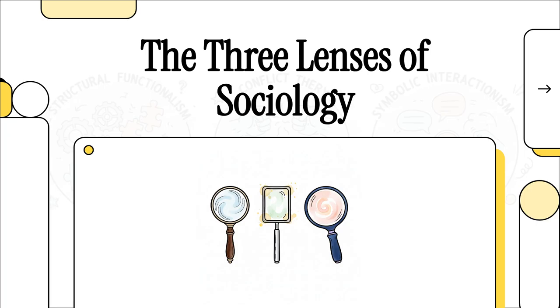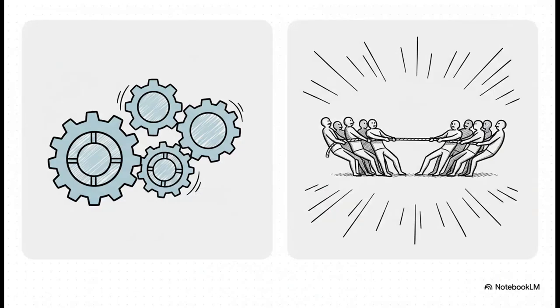They use different lenses to see the world. You see, if you put on one lens, society looks like this incredibly smooth, well-oiled machine where every single part has a job to do. But then, you put on another lens, and suddenly it's a chaotic arena where different groups are constantly fighting for power. It's the same world, you're just seeing it in a completely different way, and these two competing views are really at the heart of what we're digging into here.